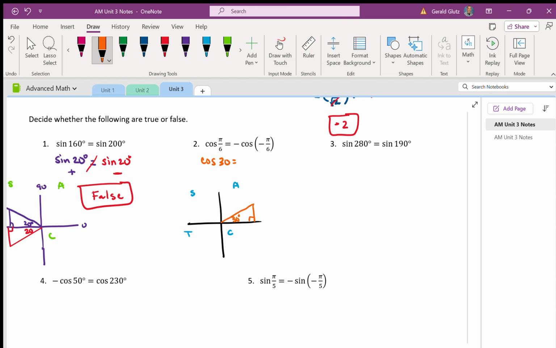And then I got a negative pi over 6. So negative 30 degrees would be down here. Cosine is positive. Forgot to write my sign, so this is positive. Cosine is positive down here. So when I go the negative pi over 6, I'm still at positive cosine of 30. However, this sign gets carried over, so I have a negative cosine 30. So one's positive, one's negative, so that is not equal, so that'd be false. So again, we have the same numbers for cosine of 30 for each one, but one's positive, one's negative.